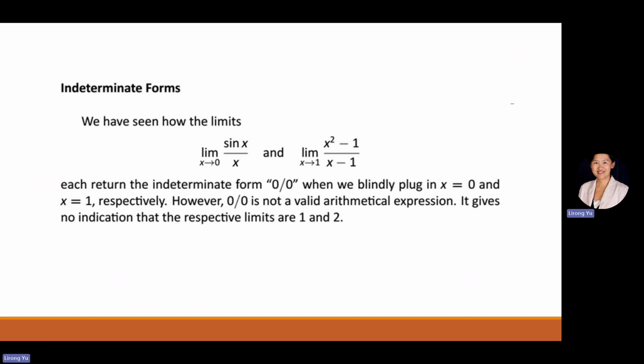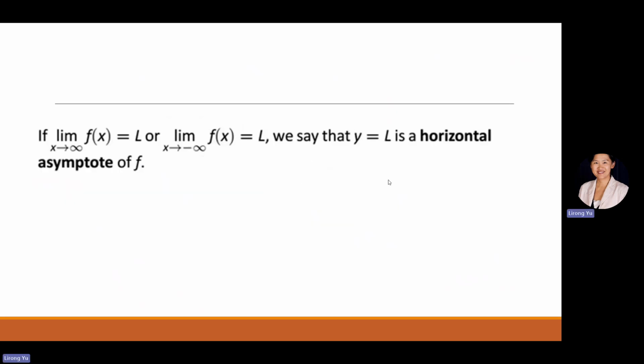We cannot determine using the calculation. We'll have to try other ways. We can try numbers, say x is approaching 0, so makes x equal 0.1, 0.001. Try numbers, try graphing, try use other methods. So, determining with alternative methods.